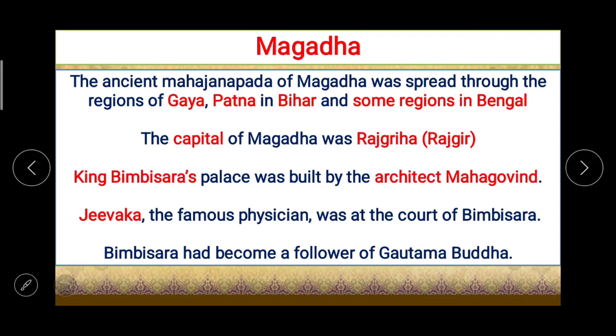And the 4th one, Magadha. The ancient Mahajanapada of Magadha was spread through the regions of Gaya, Patna in Bihar and some regions in Bengal. The capital of Magadha was Rajgriha.